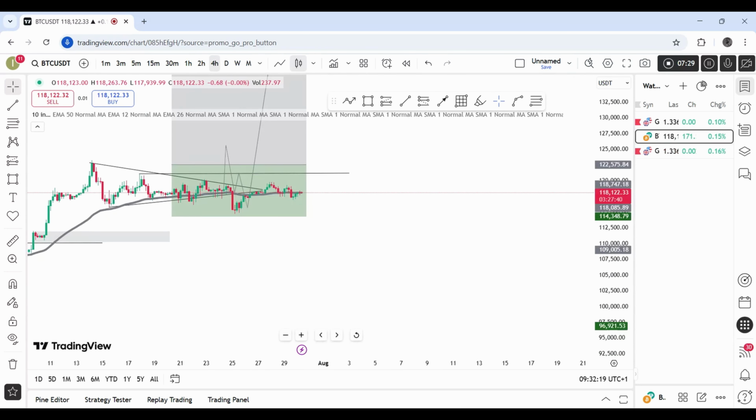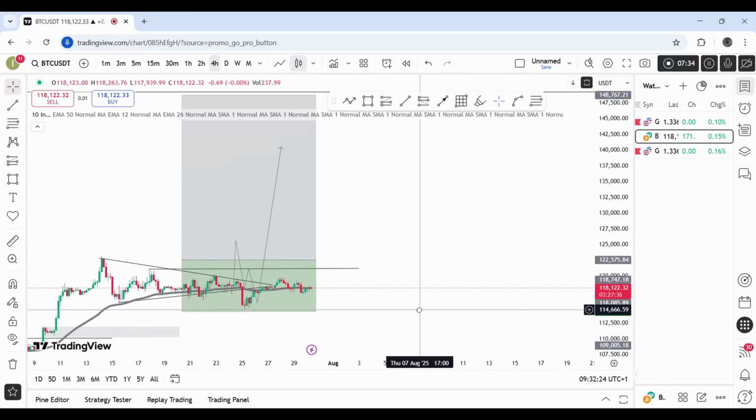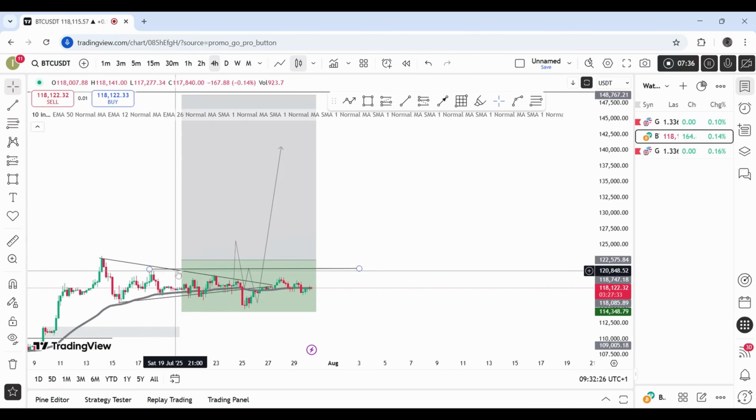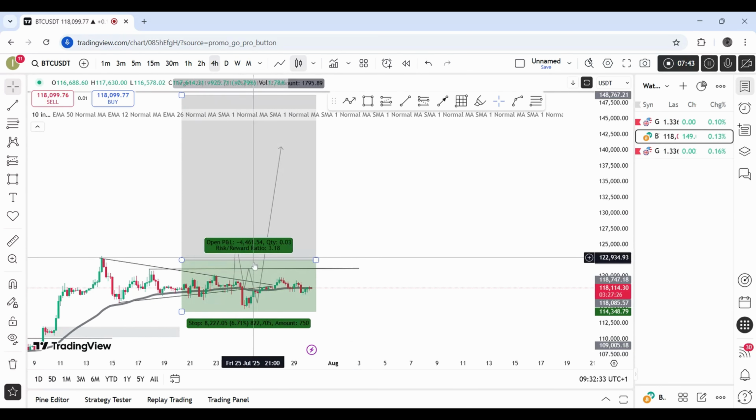I was waiting for price to come and take out this level here, this resistance over here, and come back and test the zone to continue to the upside. But once price takes out this resistance with a bullish candle, that is enough confirmation for us to be entering the trade.